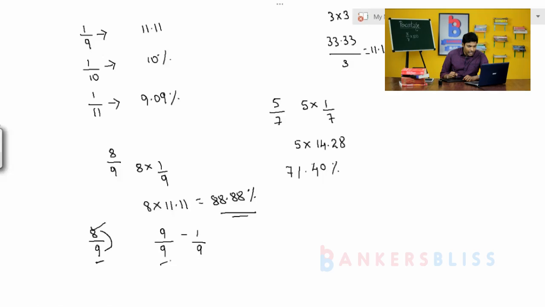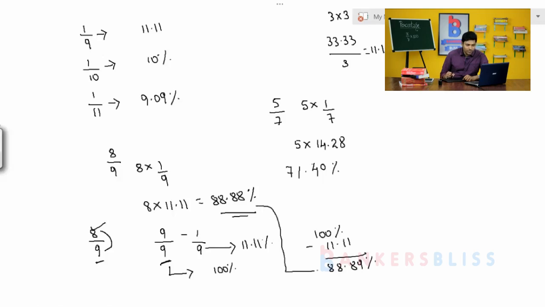So 9 by 9 means 100 percentage. Next, 1 by 9 means 11.11 percentage. Therefore 100 percentage minus 11.11 percentage. How much do you get? You get 88.89 percentage. See, both are the same, 88.89 percentage.